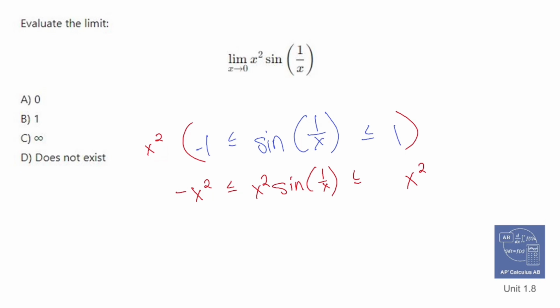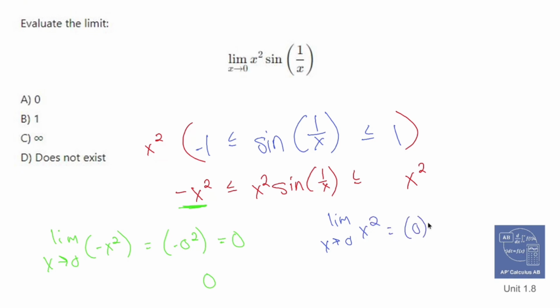Now what I'm going to do is I'm going to highlight this one in green, and I'm going to take the limit as x approaches 0 of that guy, of negative x squared. If I take the limit as x approaches 0 of negative x squared, that gets me negative 0 squared, which just ends up being 0. If I were to take this guy and do the same thing, and take the limit as x approaches 0 of x squared, I plug in 0, and 0 squared is 0.